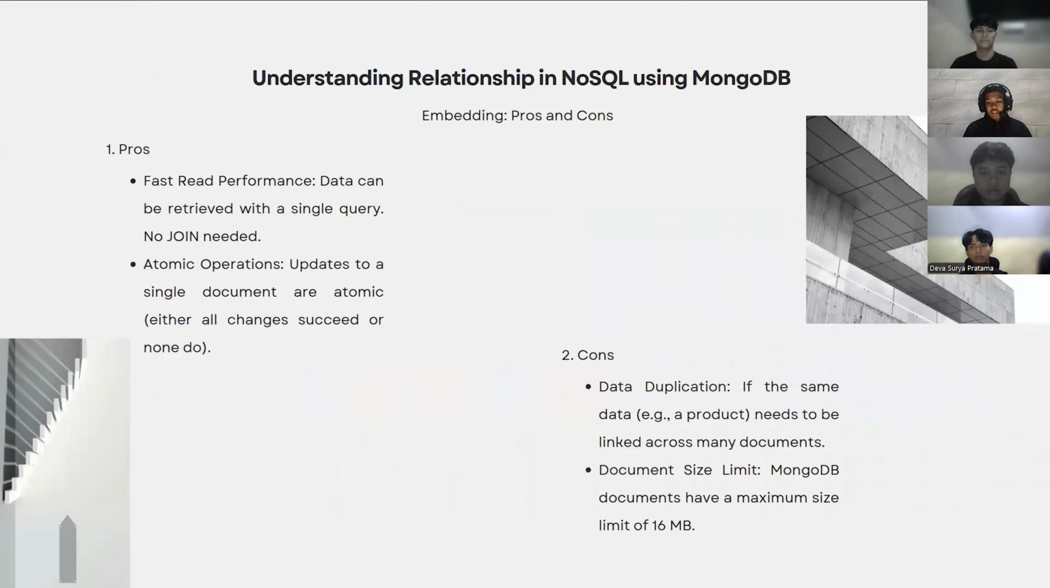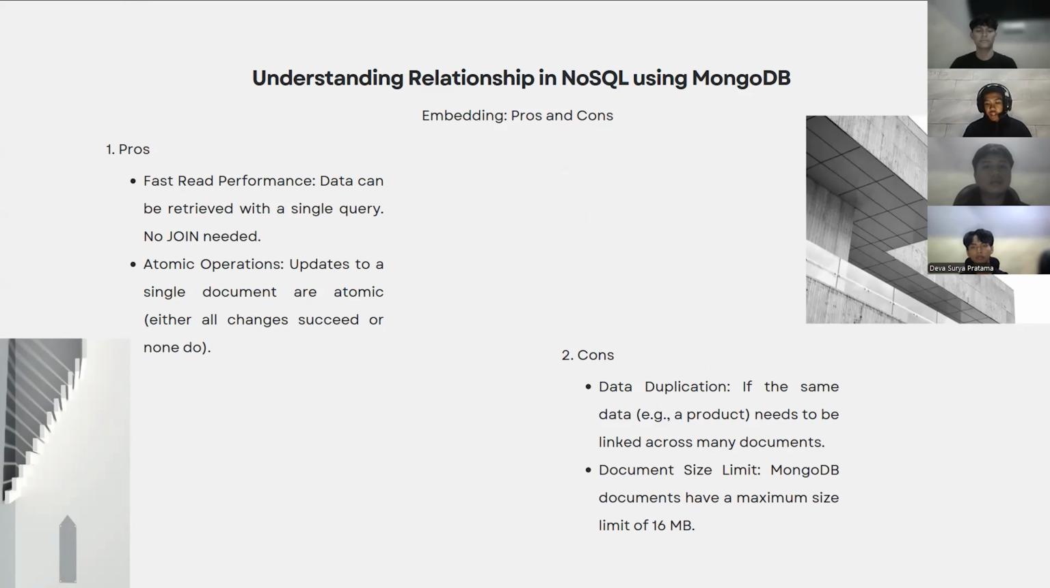There are also pros and cons about using embedding. We will talk about the pros first. The first pro is fast read performance: data can be retrieved with a single query, no join needed. The second one is atomic operation. Updates to a single document are atomic, so either all changes succeed or none do.